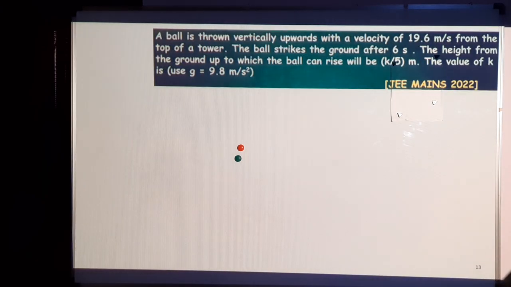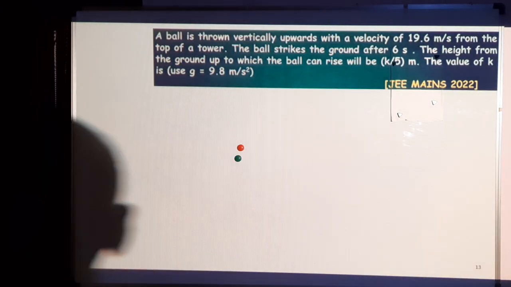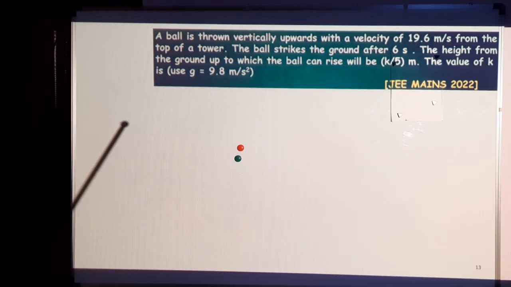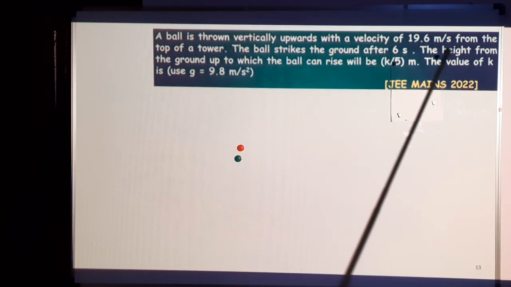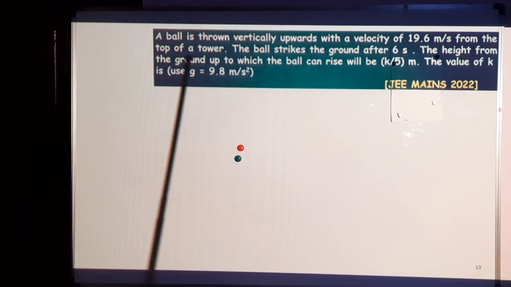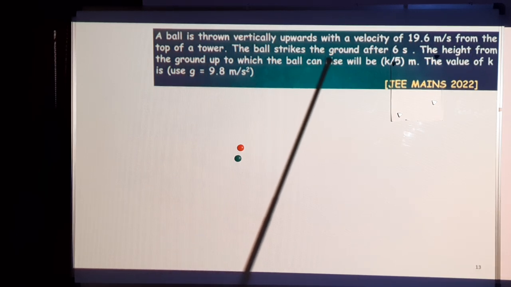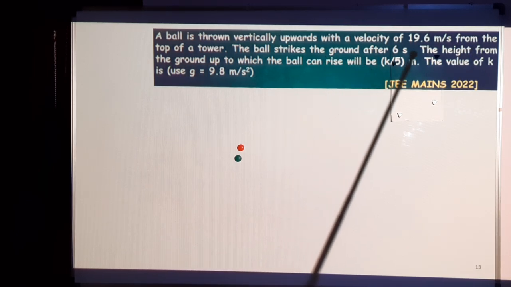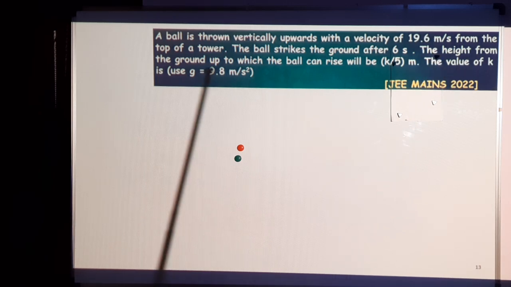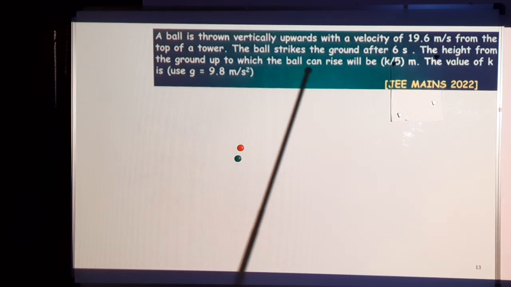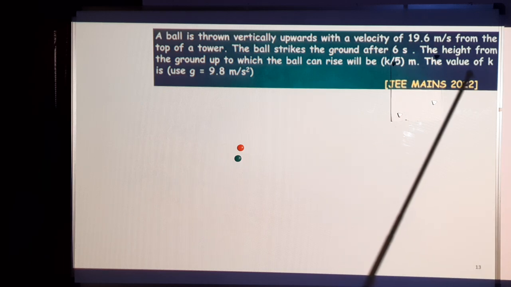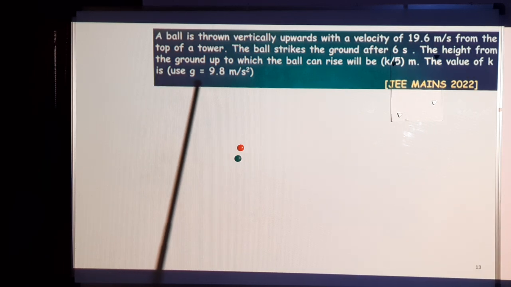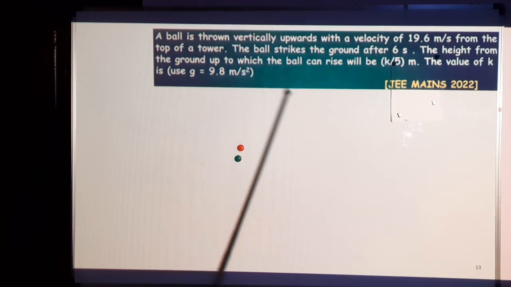Do the next question. A ball is thrown vertically upwards with a velocity 19.6 meter per second from the top of a tower. The ball strikes the ground after 6 seconds. The height from the ground up to which the ball can rise will be k by 5 meters. The value of k is? Use g equal to 9.8 meter per second square.